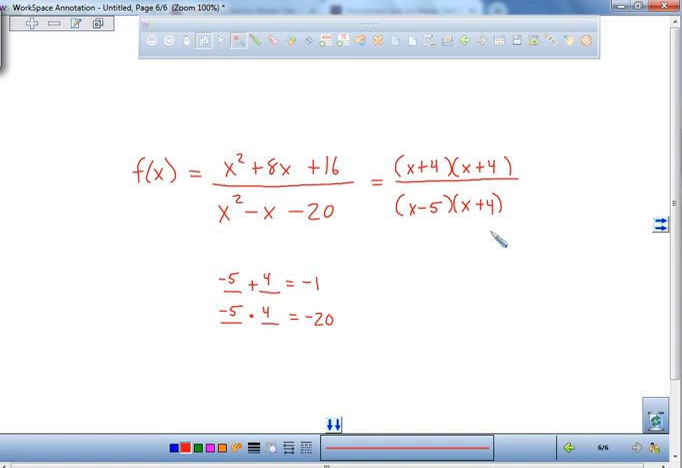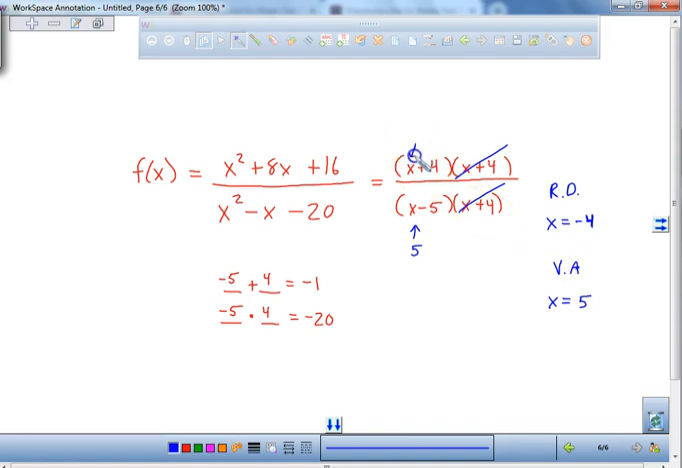So here's what we need to figure out, guys. We got a problem. Something happens right there. What is that? Removable discontinuity. Where is it at? It's at -4. What number would you plug in there to make that equal to 0? 5, which means we have a vertical asymptote where? Vertical asymptote at x equals 5.